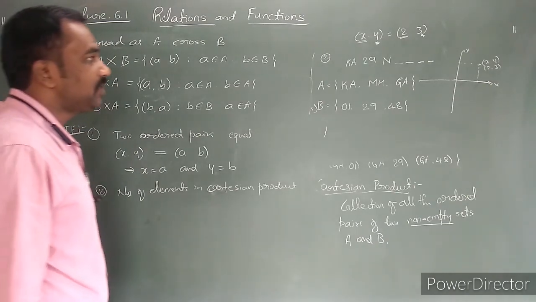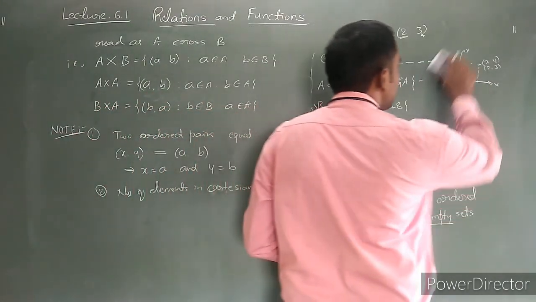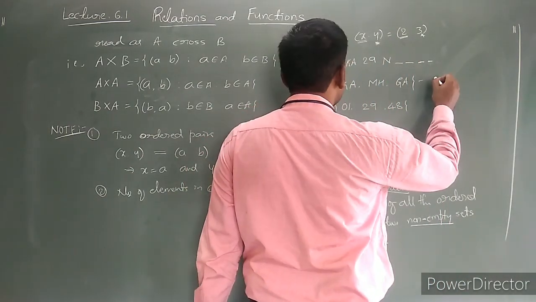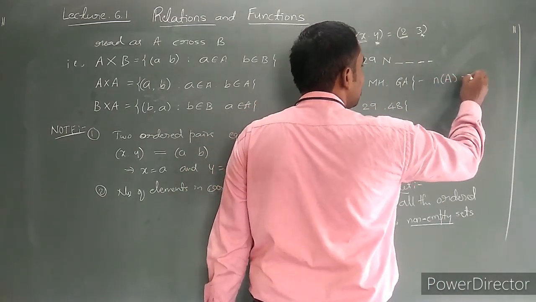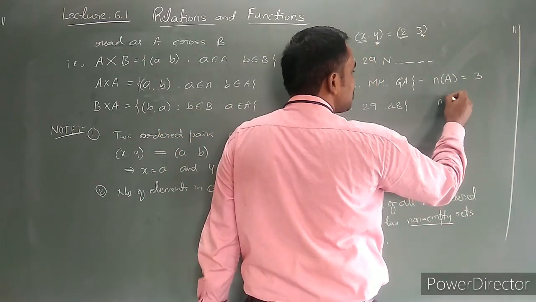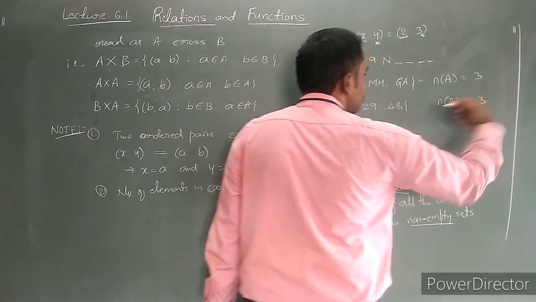That means the number of elements in a set. We know that. How many elements are present in a set A? That is the cardinality of the set A. What is n of A? n of A is 3. And what is n of B? n of B is also 3.